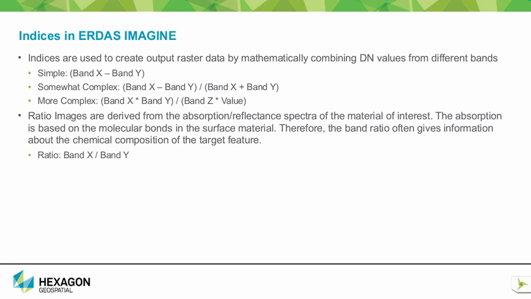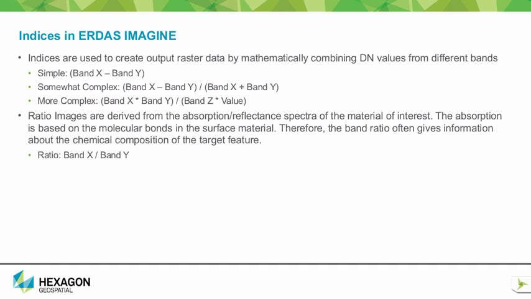One of the basic applications of indices are for ratio images. And ratio images are derived from absorption and reflective spectra of the material of interest. The absorption is based on the molecular bonds of the surface material. Therefore, the band ratio often gives information about the chemical composition of that target feature. And ratioing is simply band X divided by band Y.